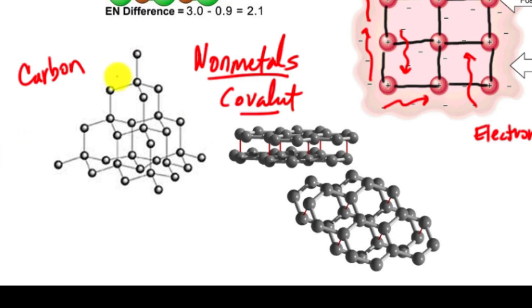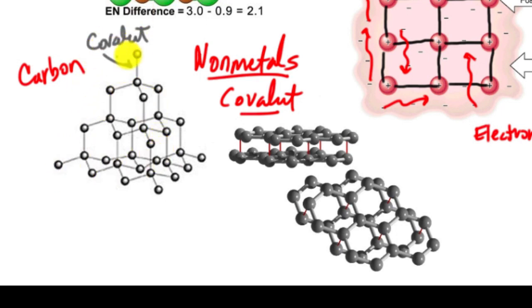So the bonds that are inside here are those covalent bonds. And if you notice, very similar to the sodium iodide, the ionic compound, the entire structure is made up of covalent bonds. Remember, covalent bonds are really strong.